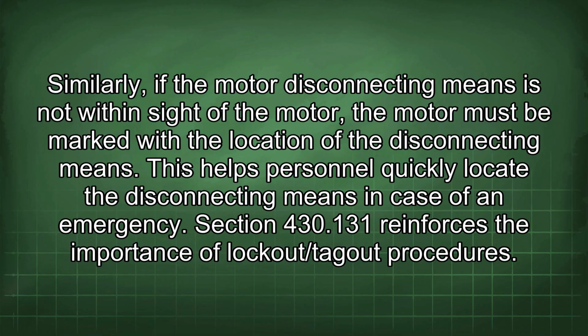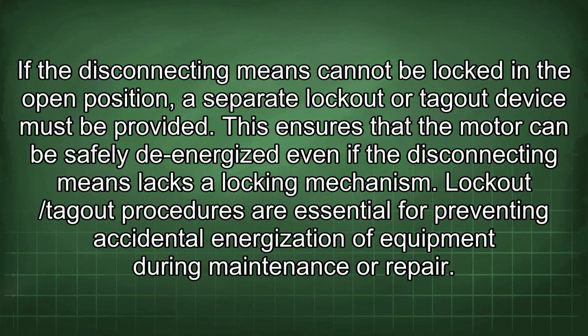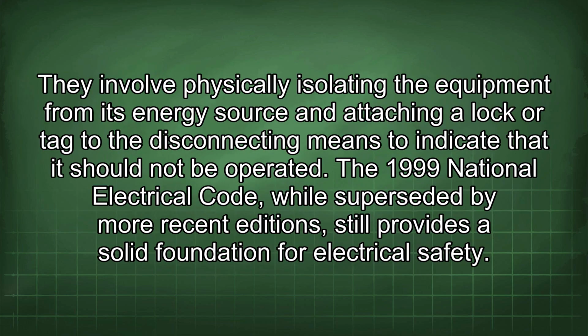Section 430.131 reinforces the importance of lockout/tagout procedures. If the disconnecting means cannot be locked in the open position, a separate lockout or tagout device must be provided. This ensures that the motor can be safely de-energized even if the disconnecting means lacks a locking mechanism. Lockout/tagout procedures are essential for preventing accidental energization of equipment during maintenance or repair. They involve physically isolating the equipment from its energy source and attaching a lock or tag to the disconnecting means to indicate that it should not be operated.